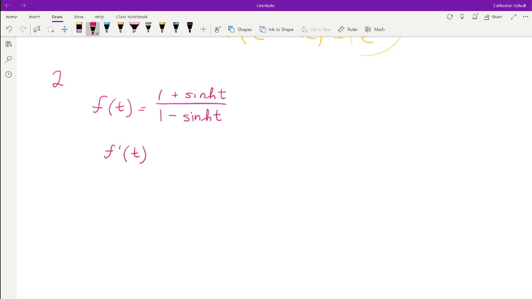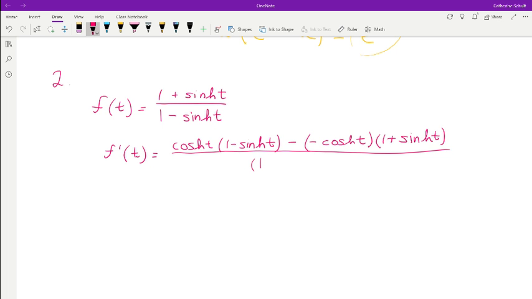All right, so the quotient rule tells us to take the derivative of the top function first. So the derivative of this would be 0 plus hyperbolic cosine times the bottom function minus the derivative of the bottom function. So that'd be negative, like that, times the top, all over the bottom squared.